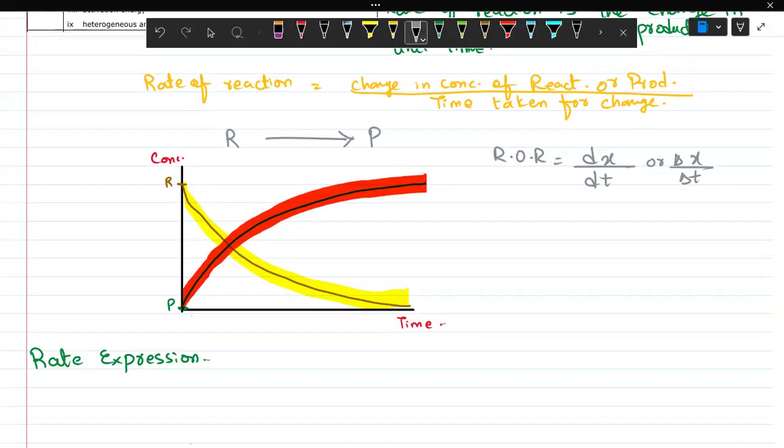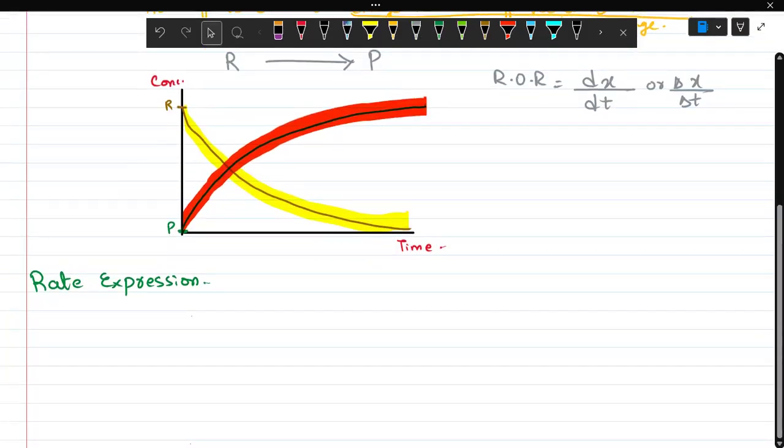Why? The dx is basically the small change in the concentration as the delta x, and the dt is basically the small change in time as well, the delta t. Is it clear? So dx upon dt is also a way to write the rate of reaction. Is it really clear? It's a presentation of it. Now what about the rate of reaction?